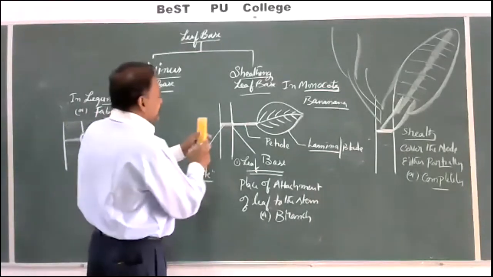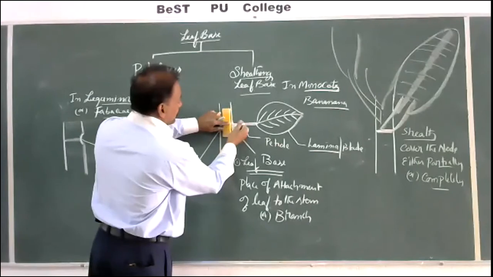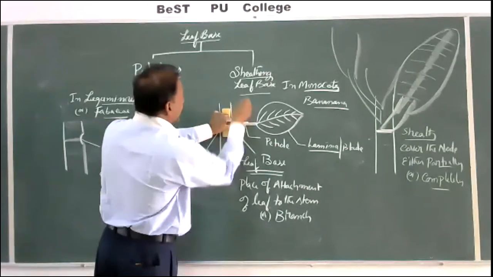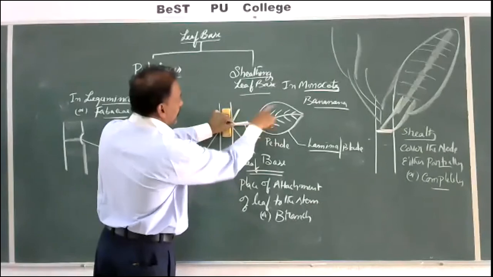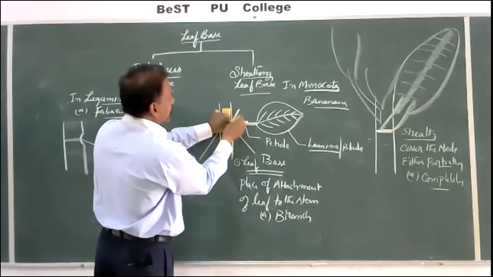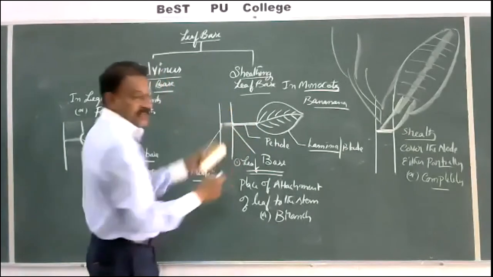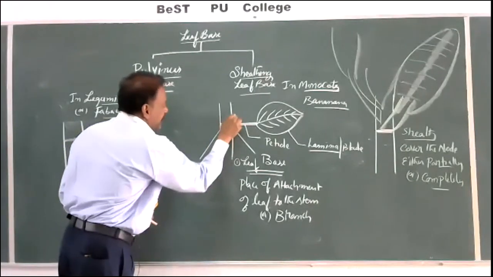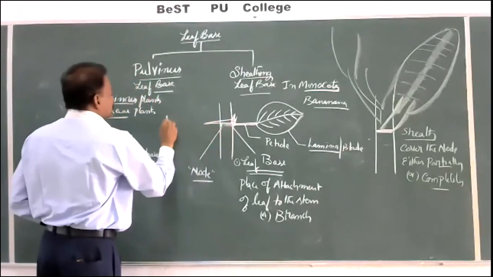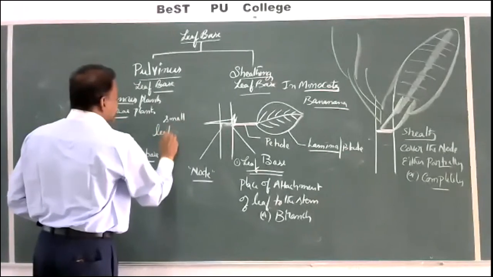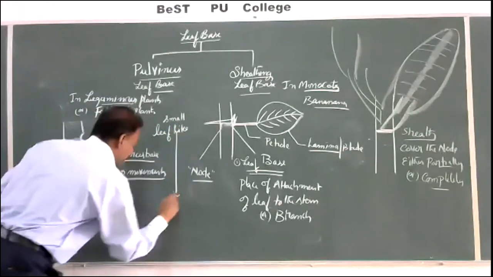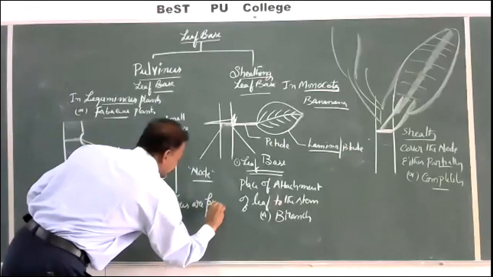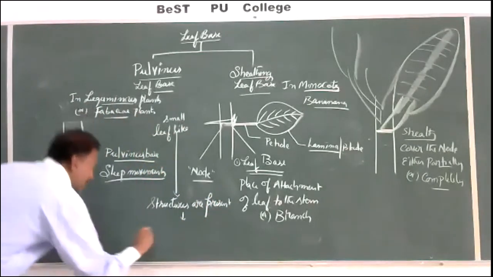So here, if this is the stem, this is the node, this is the leaf, on either side of the axil or base, a pair of small leaf-like structures are present. These are called stipules.